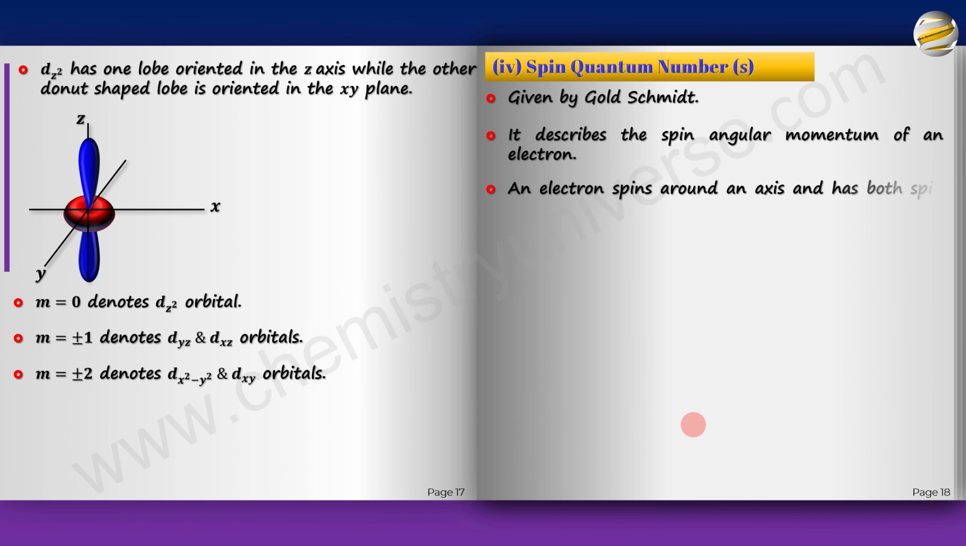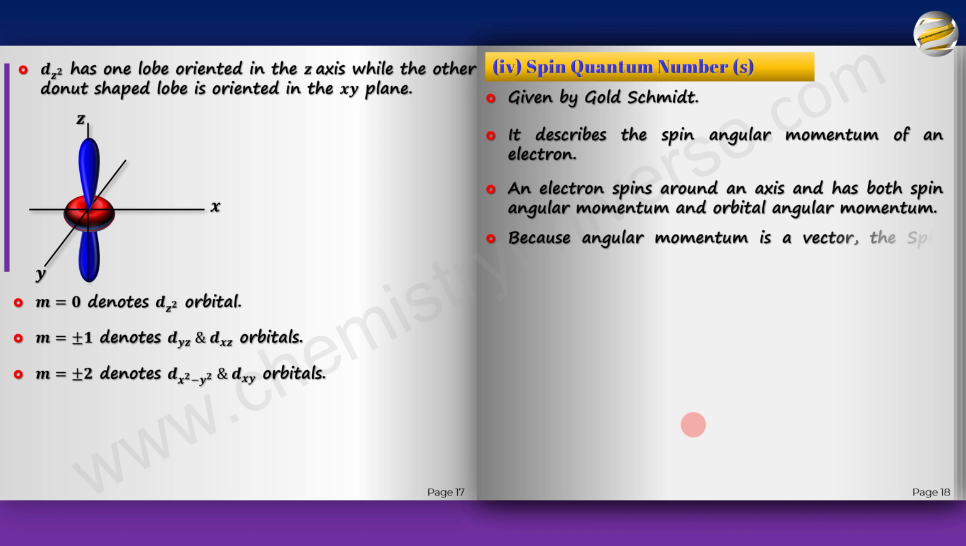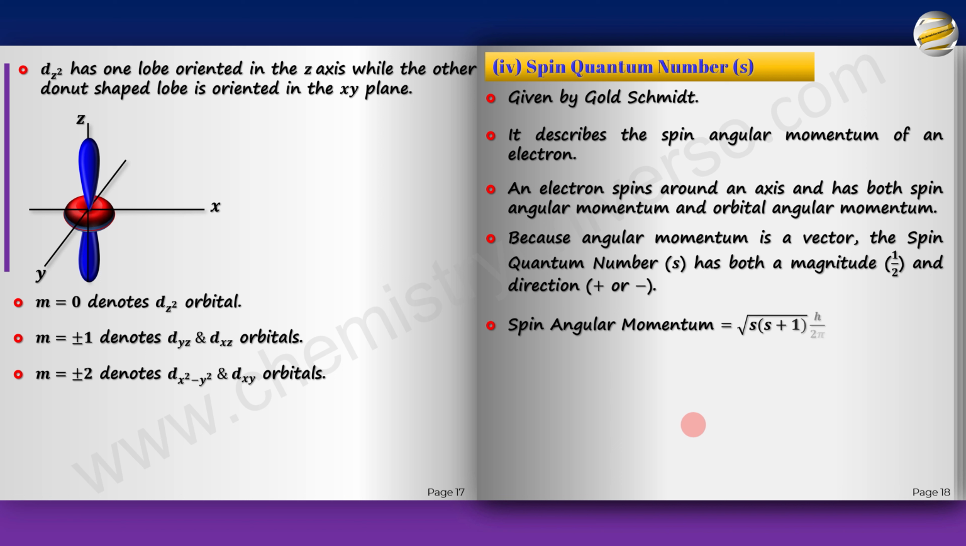An electron spins around an axis and has both spin angular momentum and orbital angular momentum. Because angular momentum is a vector, the spin quantum number has both magnitude and sign, plus and minus half. And spin angular momentum is given by root of s into s plus 1 times h bar. And each m value can have two values of s, as I said.